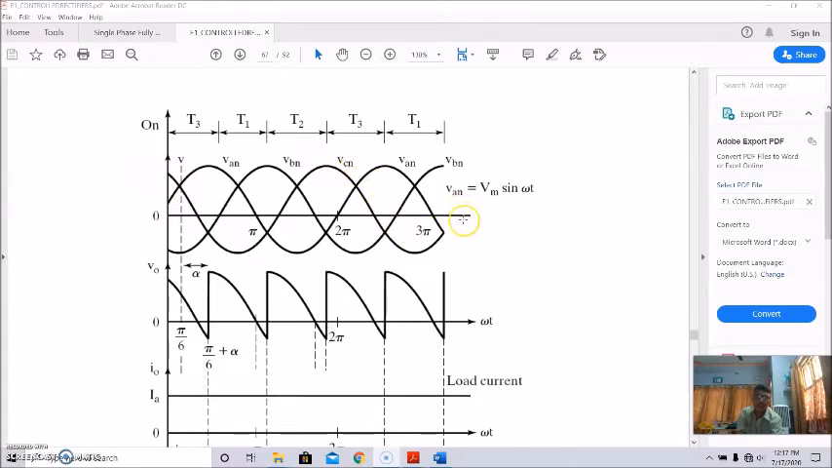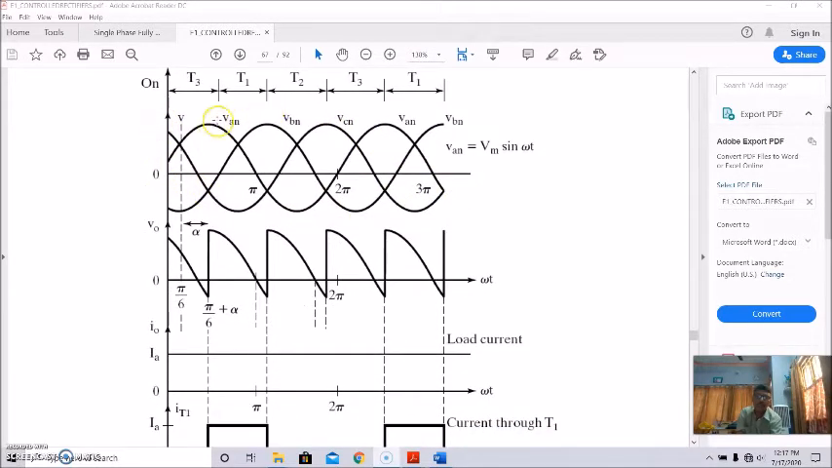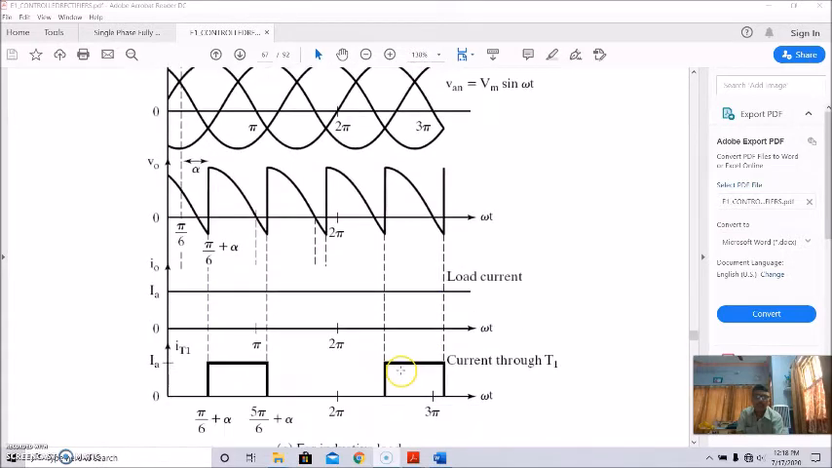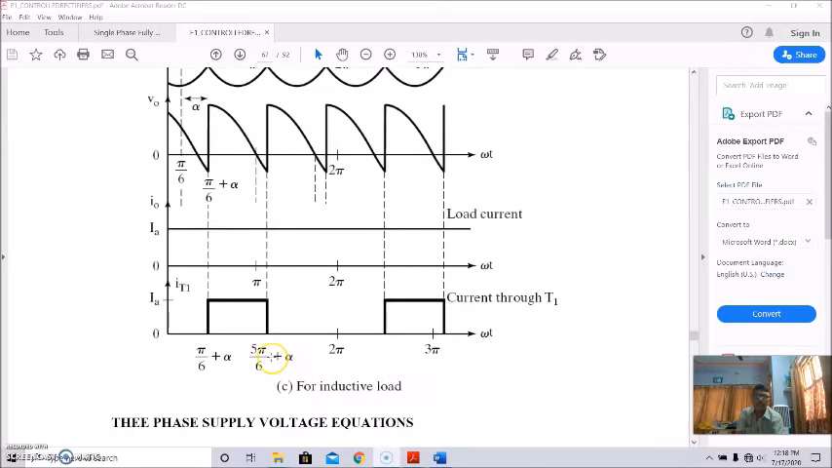Okay, so that's all, and these are the different sequential turn-on and turn-off methods of the different thyristors: thyristor 1 for the A phase, thyristor 2 for the B phase, and thyristor 3 for the C phase. Thyristor 1 is conducting from pi by 6 plus alpha up to this. So this will be the output current. This is the output voltage, and this is the load current. So for the A phase, this is the conduction period.